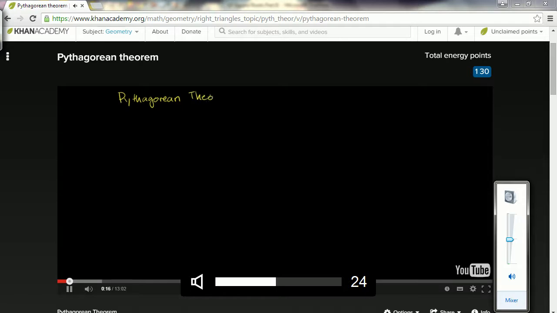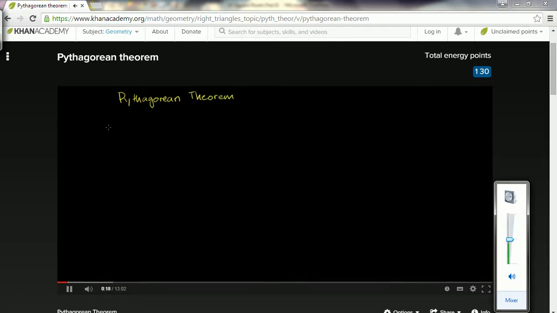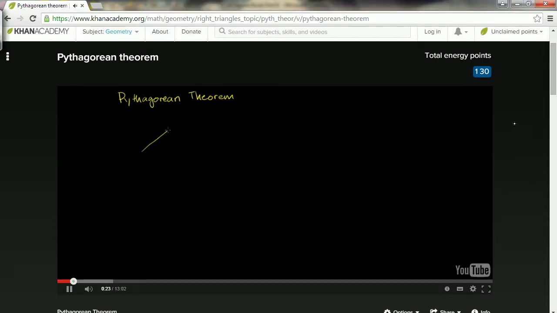Theorem. And it deals with right triangles. So a right triangle is a triangle that has a 90-degree angle in it. The way I drew it right here, this is our 90-degree angle. If you've never seen a 90-degree angle before, the way to think about it is if this side goes straight left to right, this side goes straight up and down. These sides are perpendicular, or the angle between them is 90 degrees, or it is a right angle.